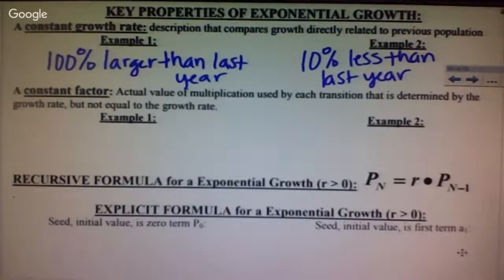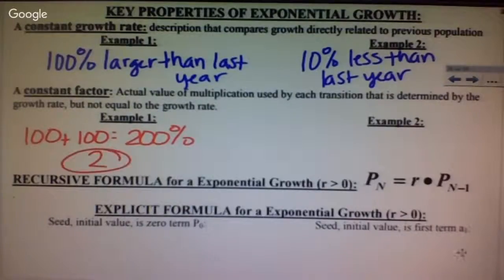So, example 1, if it says 100% larger than last year, remember, you always start at 100%. And if we're 100% more than that, we add it. So we're technically at 200%, written as a decimal is 2. So you're actually multiplying by 2. 100% larger than last year means that it's doubling. It's 100% over what you already have, so it's twice what you have.